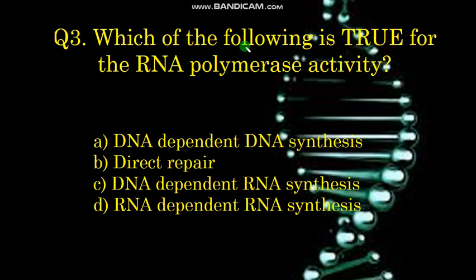Question number 3. Which of the following is true for RNA polymerase activity? Option A, DNA-dependent DNA synthesis. Option B, direct repair. Option C, DNA-dependent RNA synthesis. Option D, RNA-dependent RNA synthesis. Here the answer is DNA-dependent RNA synthesis. Here, from DNA the RNA is synthesized, so it is DNA-dependent RNA synthesis.